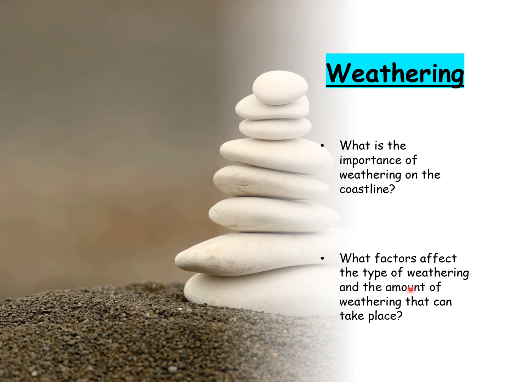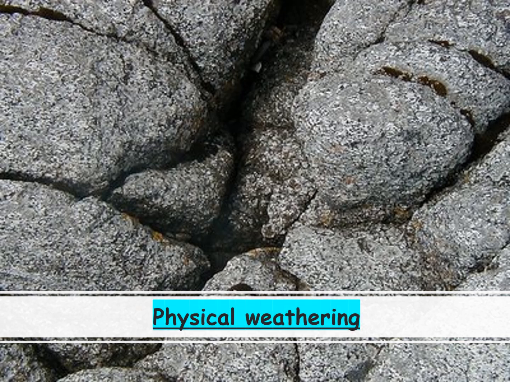So I'll start with this element here, go through the types of weathering, and then we'll talk about the importance of weathering on the coastline. This won't take too long. There are three broad categories of weathering. Physical weathering, which you can see here, a bit of freeze thaw taking place, chemical weathering, and biological weathering.